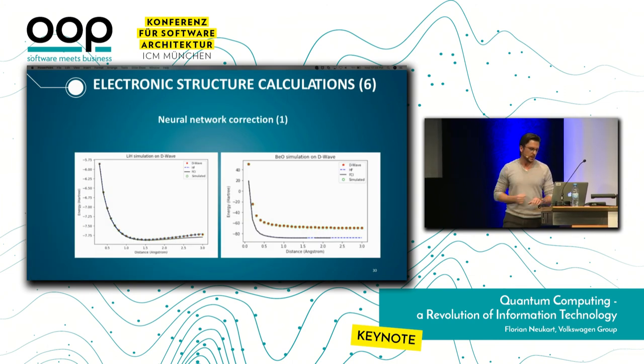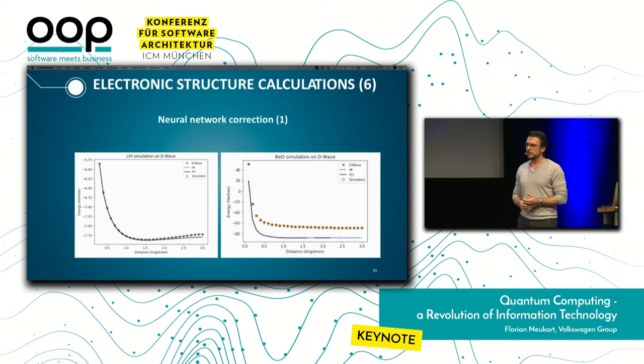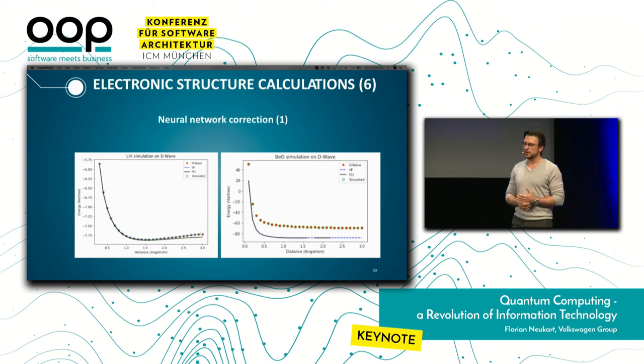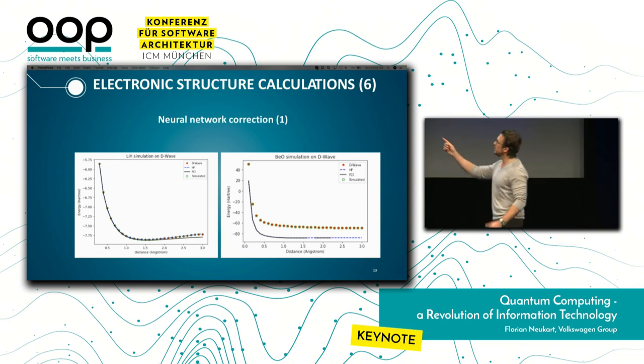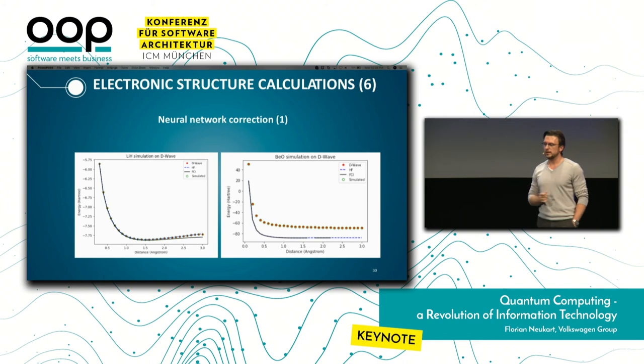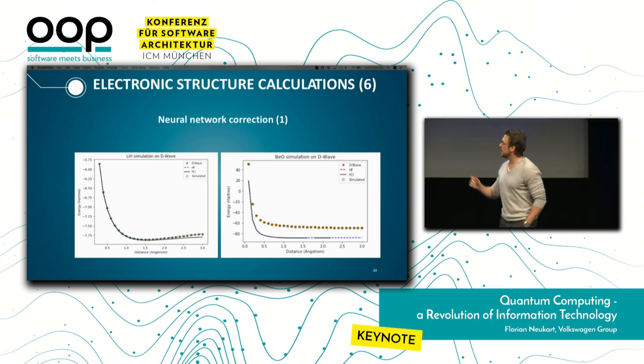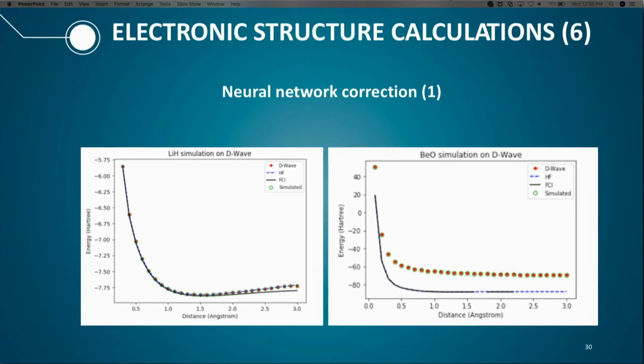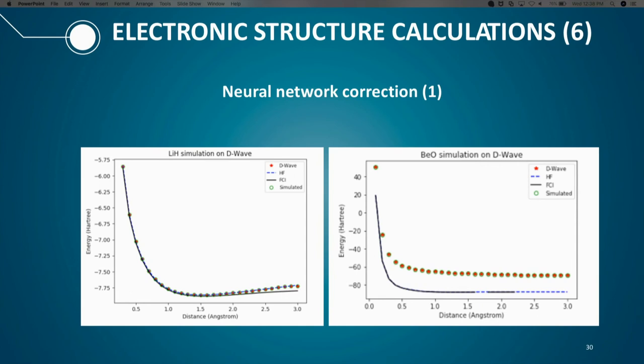And here again, I want to show you a very good example of a combination of classical and quantum algorithms. What you can see here is a simulation of lithium hydride, and here is one of beryllium oxide on a quantum annealing system. What you want to do is, this black line here represents the full configuration interaction. This is what you really want to simulate, so the exact behavior. And you can see our simulation was a little off.